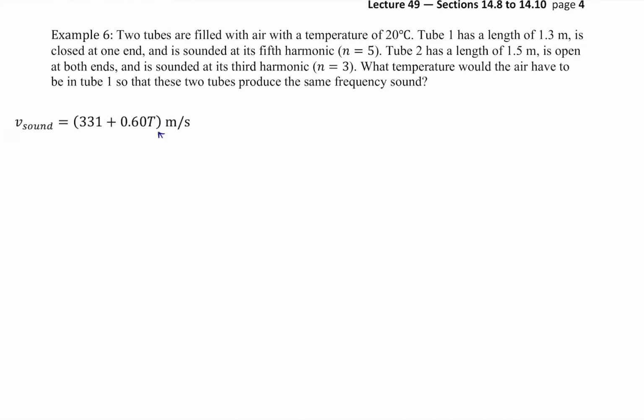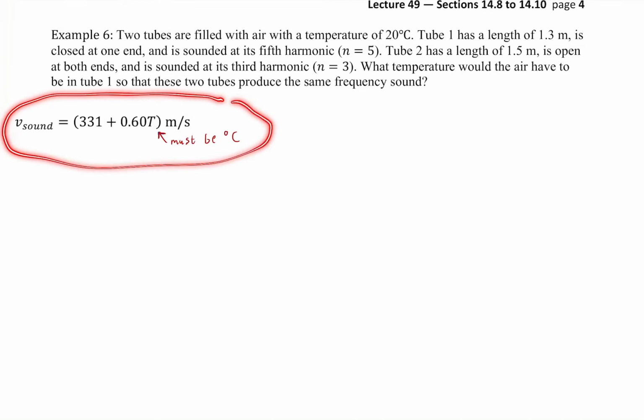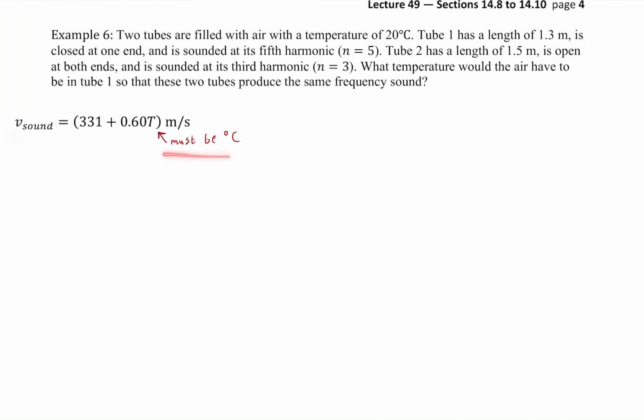All right. So we're going to use this formula here. This is, again, the formula for the velocity of sound based on Celsius. You could also use the one based on Kelvin. Either formula is totally valid. They're both approximations and they both give you about the same number. And so for the tube with two open ends, which is tube 2, I'm just going to start with that one.